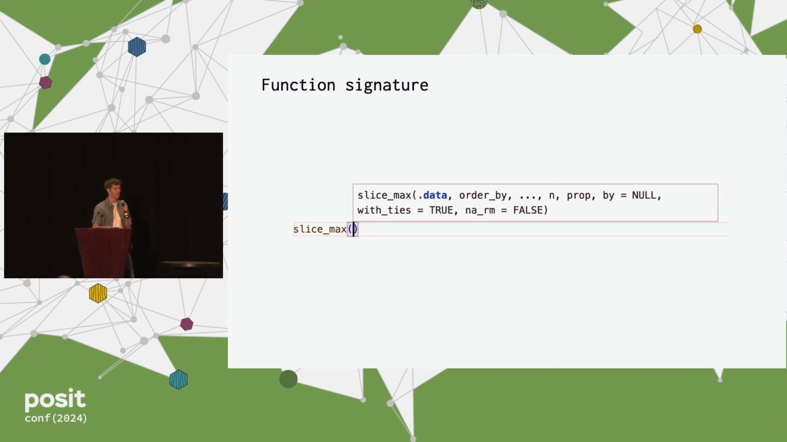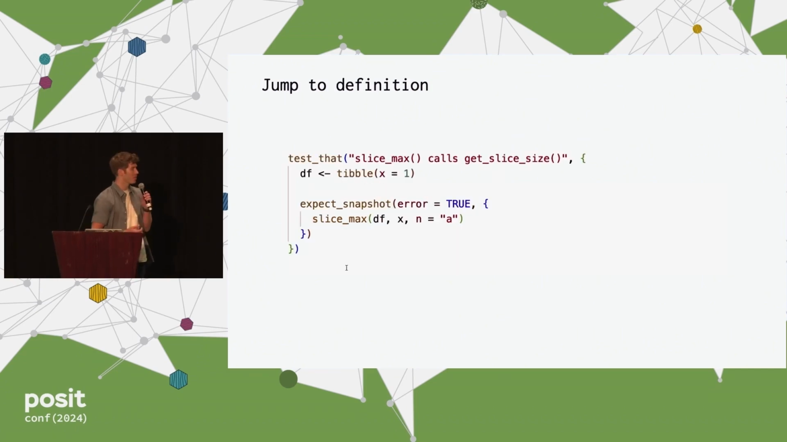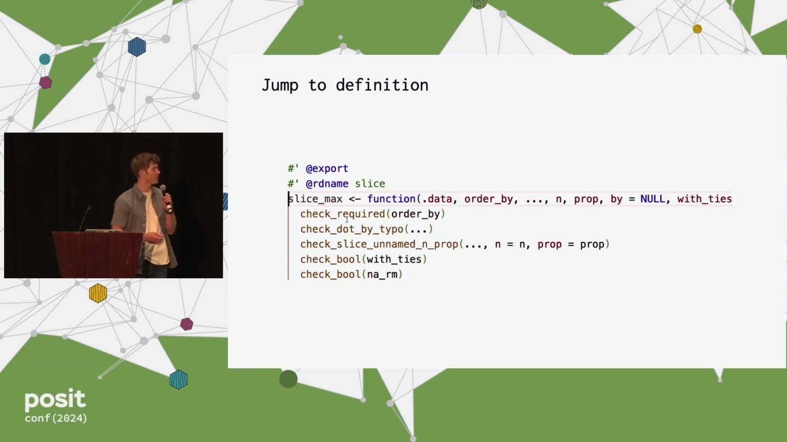Code assistance could also look like a function signature, where you're working with slice max. You don't necessarily need to remember all of the arguments. We can pop up a signature and say, hey, here's what they are. Assistance could also look like jump to definition. That looks like this, where you can click on slice max, and that takes you straight through to the definition of the function inside of your project.